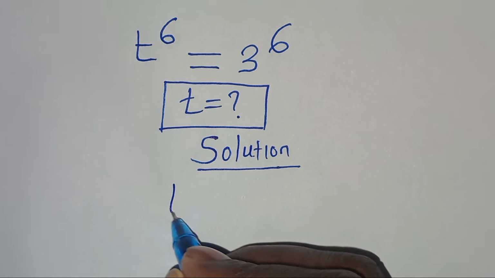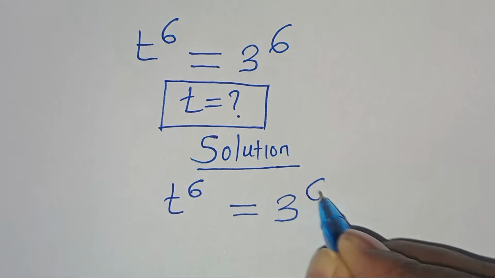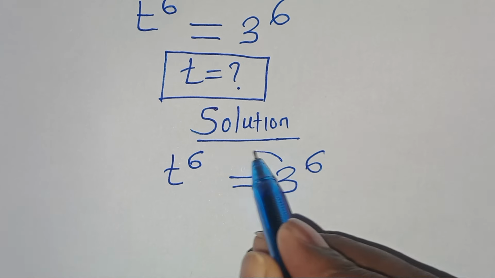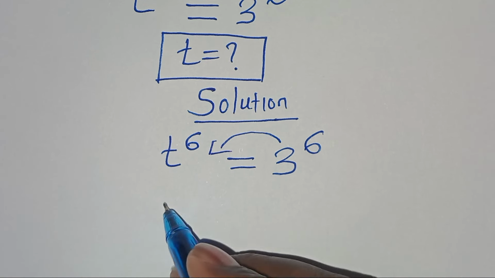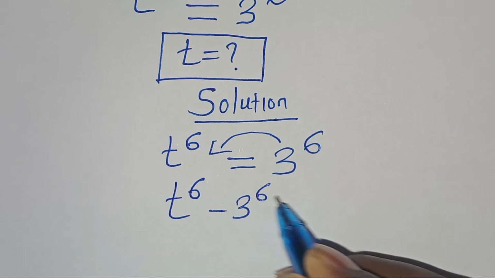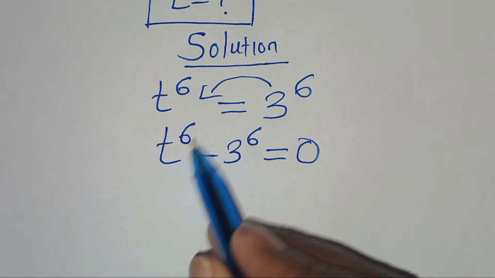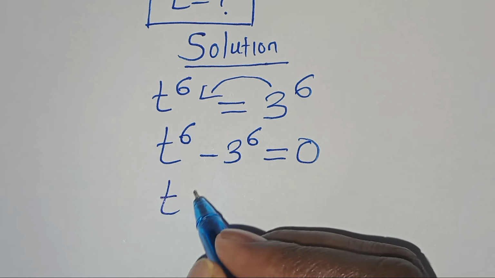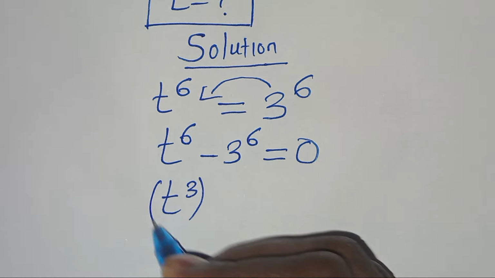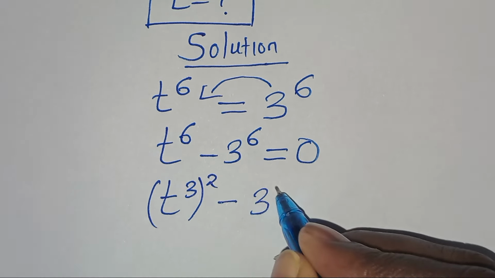So we have t to the power of 6 equal to 3 to the power of 6. The first step is to take 3 to the power of 6 to the left hand side, so that we have t to the power of 6 subtract 3 to the power of 6 equal to 0. We can express t to the power of 6 as t to the power of 3 raised to the power of 2, then subtract 3 to the power of 6, which is 3 to the power of 3 raised to the power of 2. This is equal to 0.